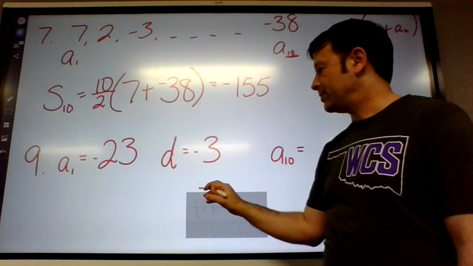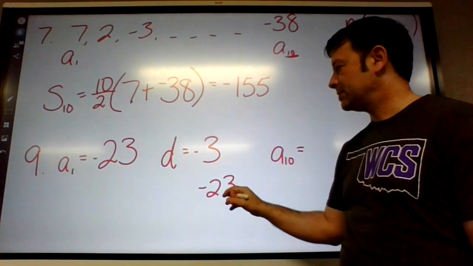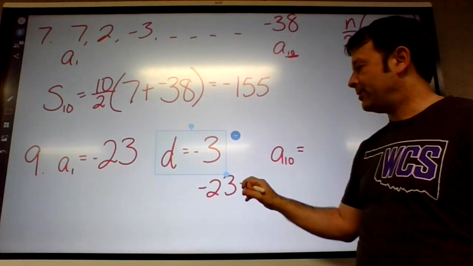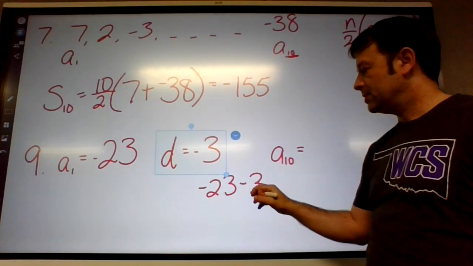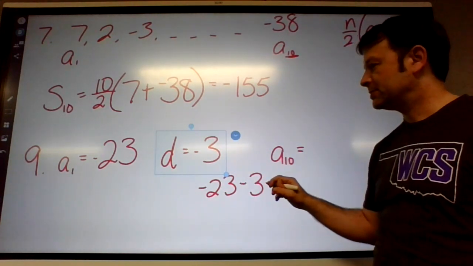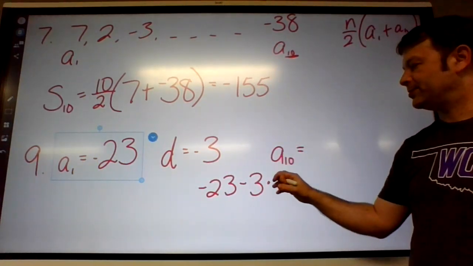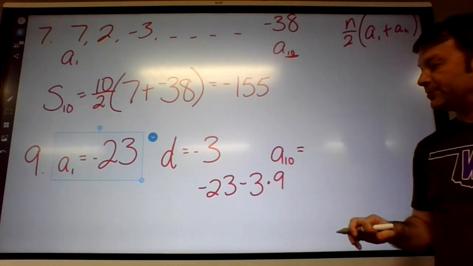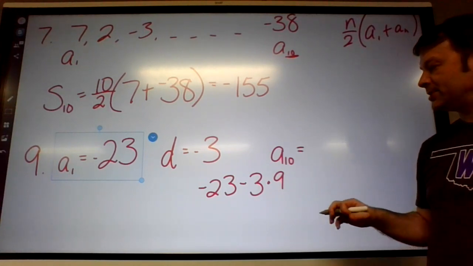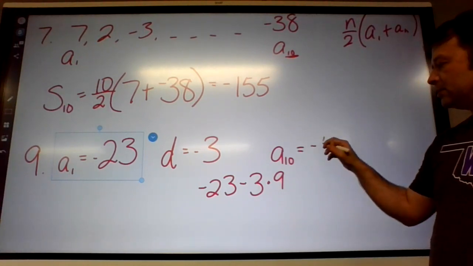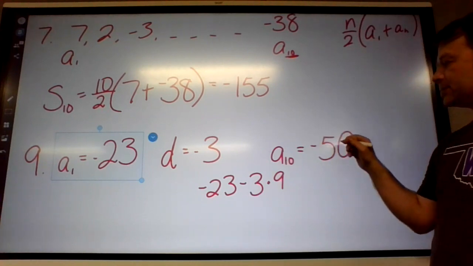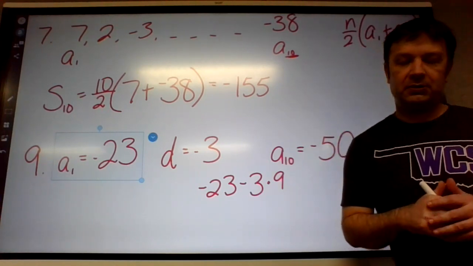Okay, if I'm starting with negative 23, and then it's going to go down 3, how many times? No, 9. From 1 to 10, that's 9 times to get to the 10th term. So it's negative 23 minus 3 times 9, which should come out as negative 50.